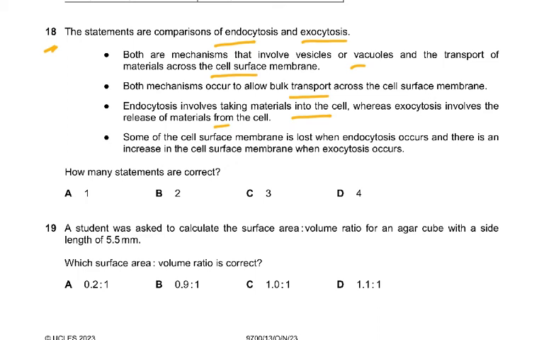Some of the cell surface membrane is lost. Yes, because when endocytosis occurs, some of the cell membrane is lost, and there is an increase in the cell membrane when exocytosis occurs. Exocytosis means this is the cell membrane and something comes and attaches here, so that will result in this becoming part of it. So D, all of them are correct. How many statements are correct? 1, 2, 3, 4, all of them are correct.